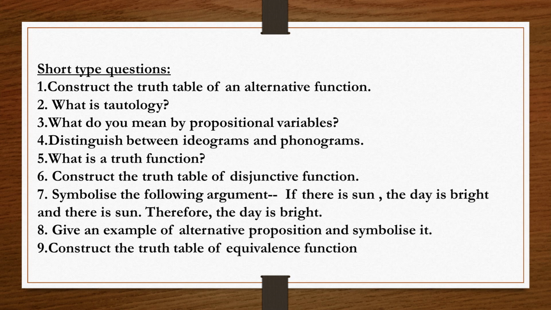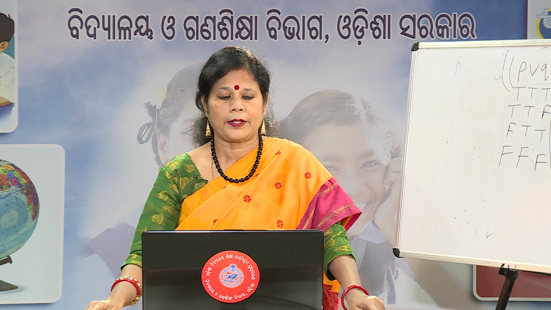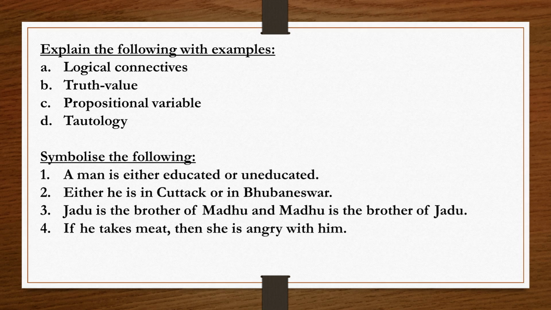Then give an example of alternative proposition and symbolize it. Alternative proposition is not both, and give one example of it. Construct the truth table of equivalence function, which you do using the triple bar. Then explain the following with examples. Logical connectives. You have to write what is a logical connective and give examples. Truth value, propositional variables and tautology.